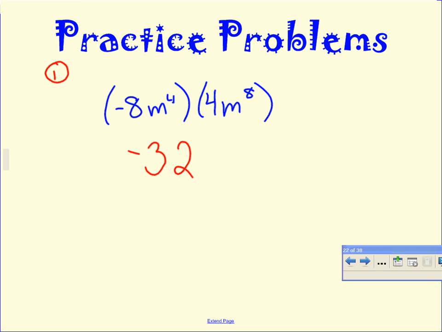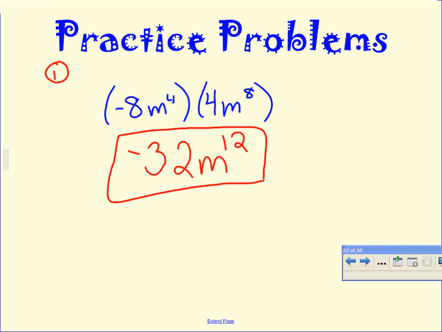Remember, if the coefficients, which are the numbers in front, don't have an exponent, multiply them. They're different numbers, they don't have an exponent, multiply them together like we normally would. Rena, what do we do with the m's? Good. When you multiply same base, add exponents. Rewrite the m, add the exponents. Your answer to example 1 is negative 32 m to the 12th. Questions on that one?